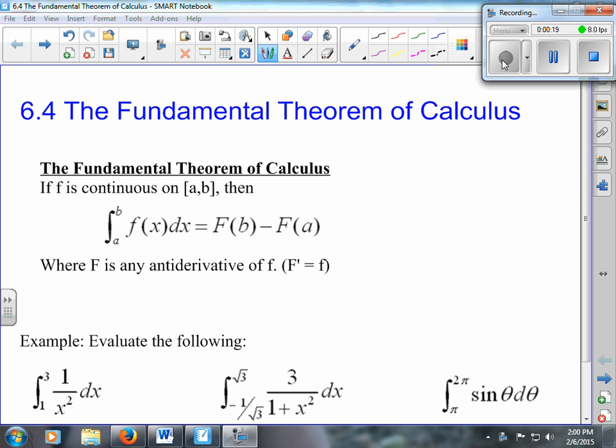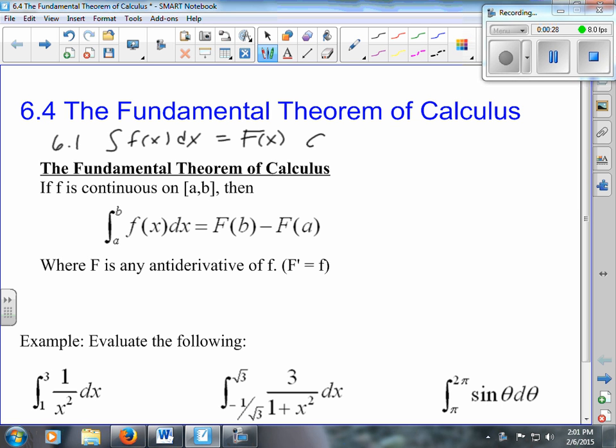And in section 6.1, we did an integral of a function, and we called that the antiderivative. And then we took a turn in left field in section 6.2, and we randomly started talking about areas. And I made you do areas of these sums.